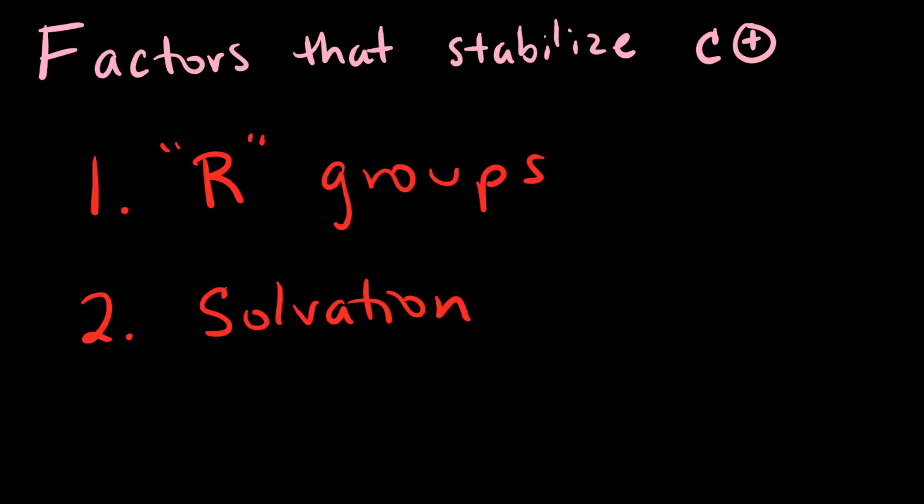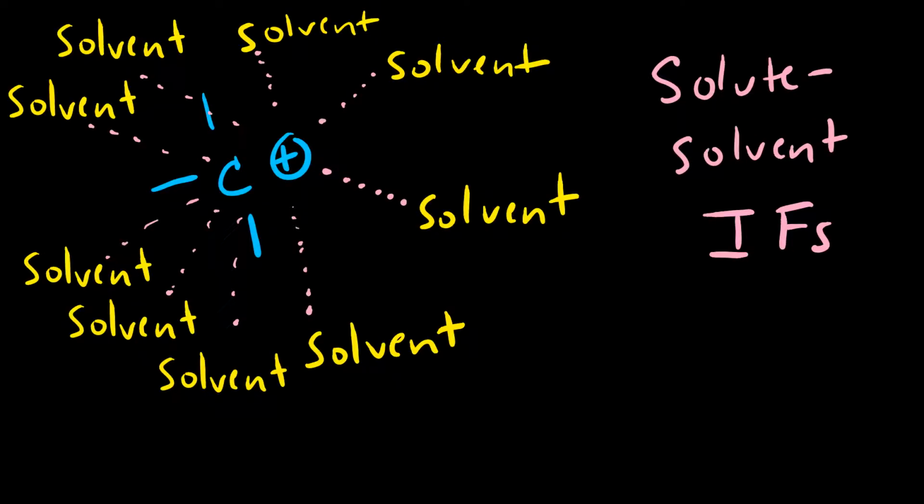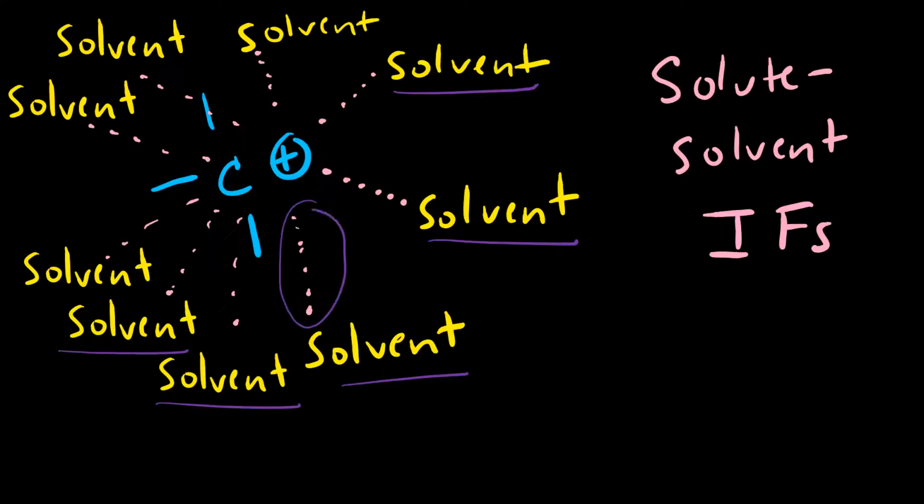The second factor that can play into carbocation stabilization is solvation. A highly solvated carbocation is going to be more stable than a carbocation that's not solvated. And what I'm showing here are the solvent molecules interacting through intermolecular forces. So these are solute-solvent intermolecular forces, and this is going to help stabilize the carbocation as well.